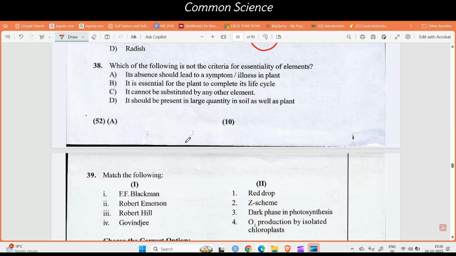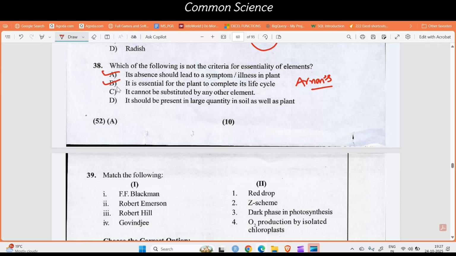Okay. Moving on to question number 38. Which of the following is not the criteria for essentiality of elements? It's Arnon's essentiality criteria. Option A says its absence should lead to a symptom or illness in the plant. Yes, this is correct. It is essential for the plant to complete its life cycle. Yes, without this, plants cannot complete their life cycle.